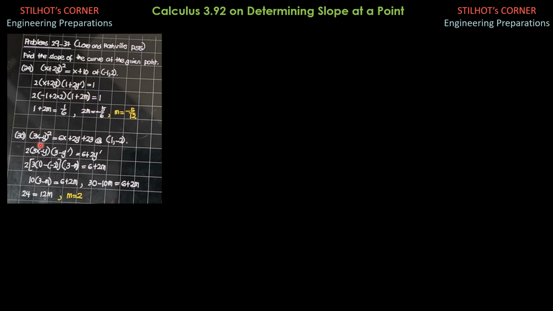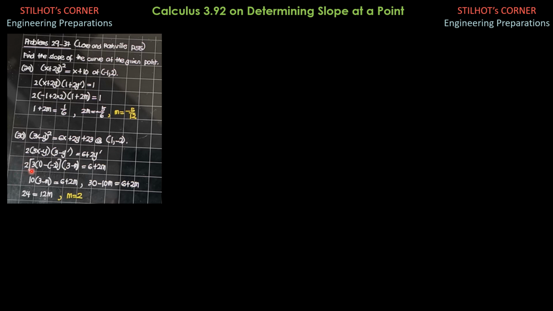30: (3x - y)² = 6x + 2y + 23 at the point (1, -2). We have the power formula again: 2(3x - y) raised to 1. The derivative of 3x - y is 3 - y', equals the derivative of 6x, which is 6, plus the derivative of 2y, which is 2y', and the derivative of 23 is 0. Substituting the values of x and y and replacing y' with m.